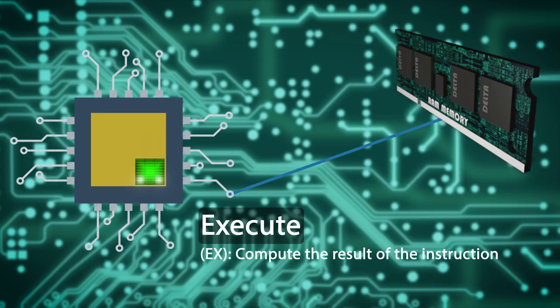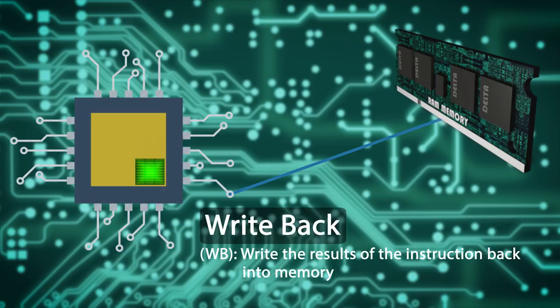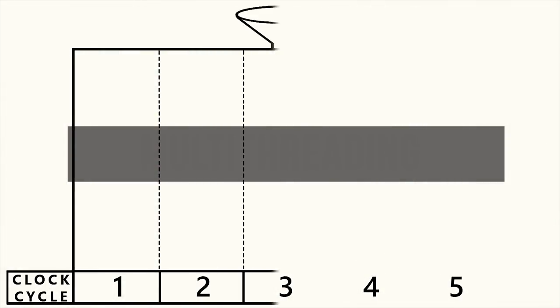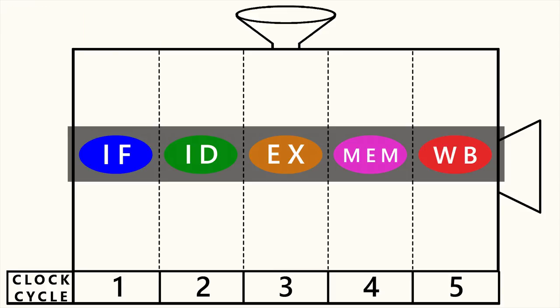Execute: compute the result of the instruction. Memory: for instructions that require memory read-write operations to be done. Write back: write the results of the instruction back into memory. Nearly every instruction goes through the first 3 and final step. Only certain instructions go through the memory step, such as loads and stores, but for the sake of simplicity, we'll assume every instruction requires all 5 steps.